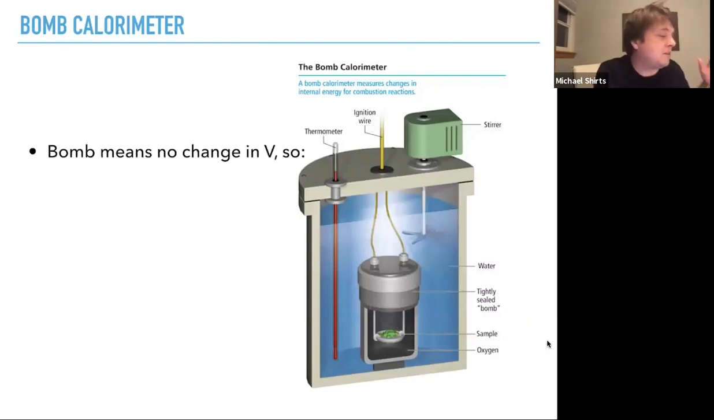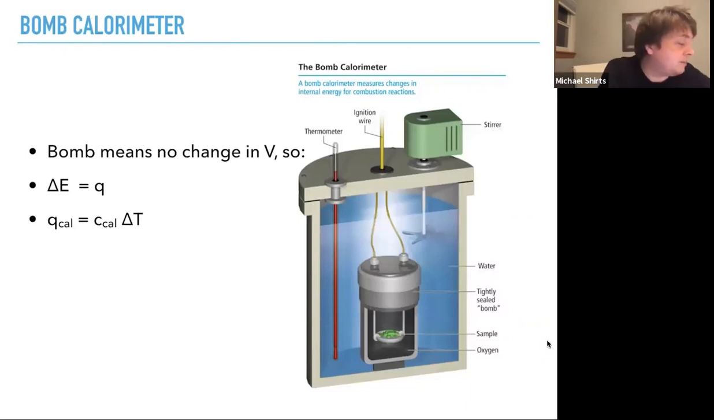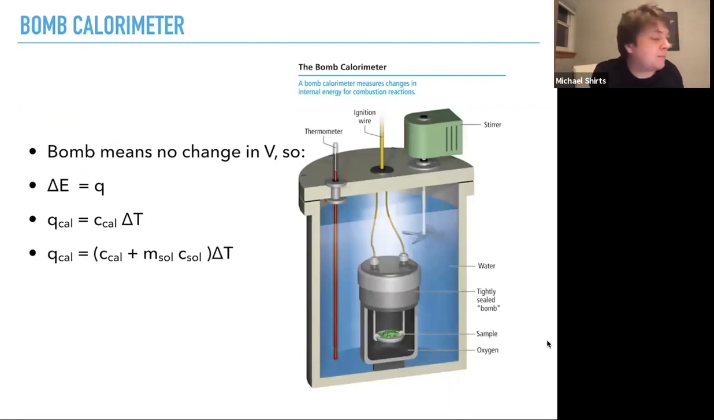The bomb means there's no change in V. So in this case, delta E is equal to Q. The heat you get out is a change in energy. And the way you would calculate that, the heat coming out, is if you keep track of the heat capacity of the entire system, the water plus the sample, and then measure the change in T of the water. If everything's at equilibrium, it'll be the same. Then you can get the heat out just by measuring the change in temperature.